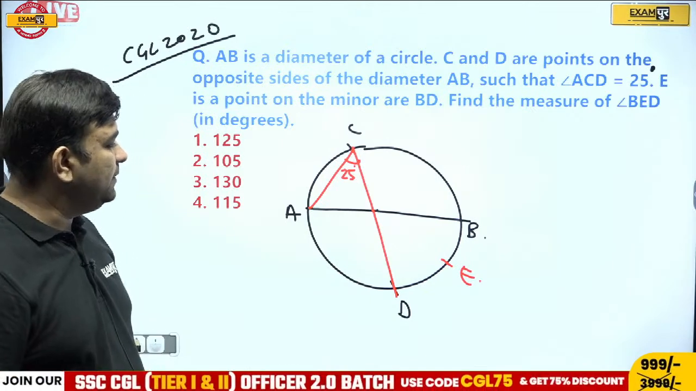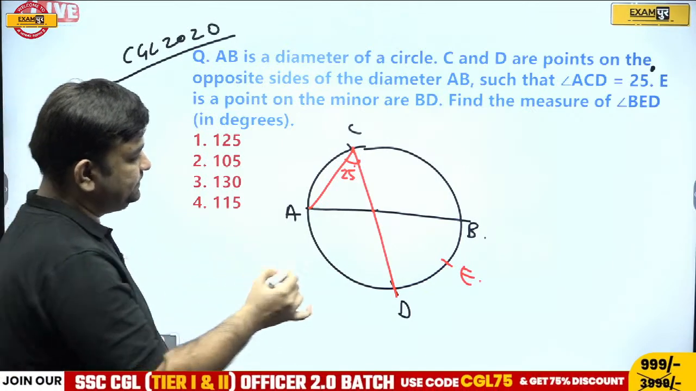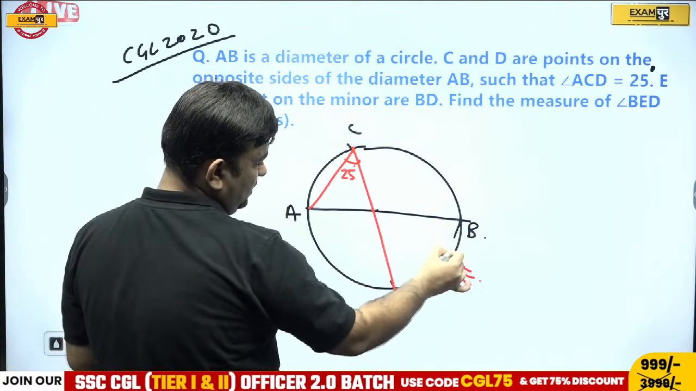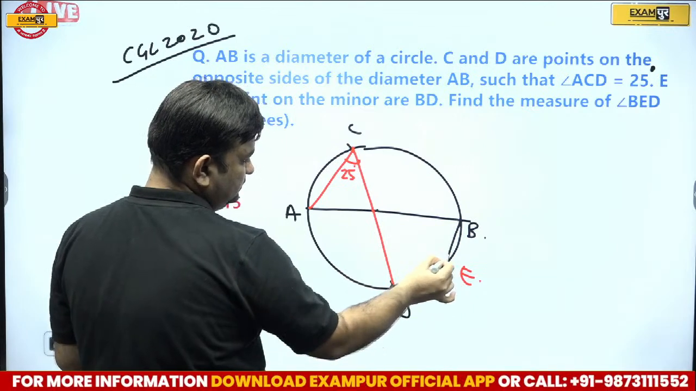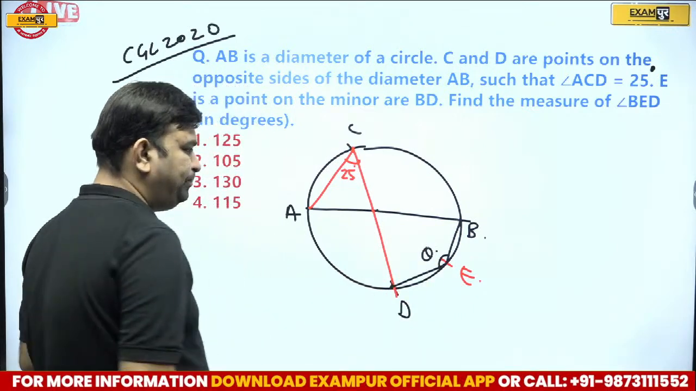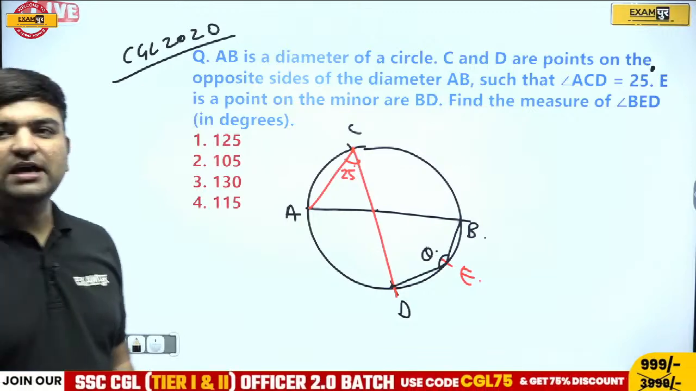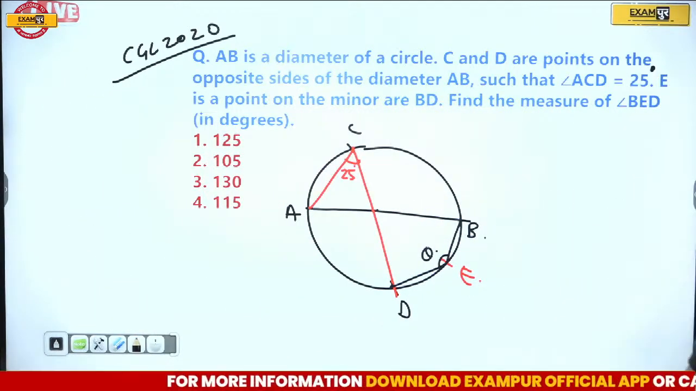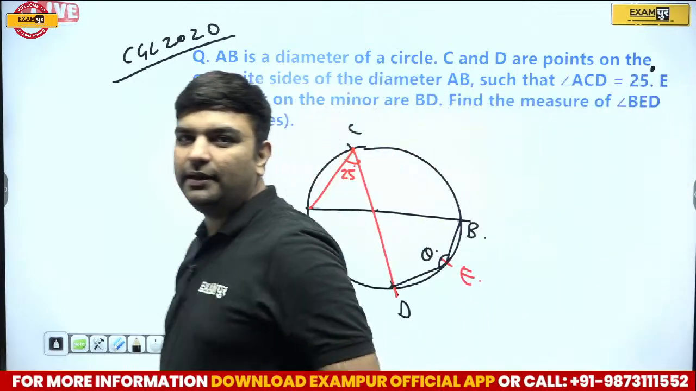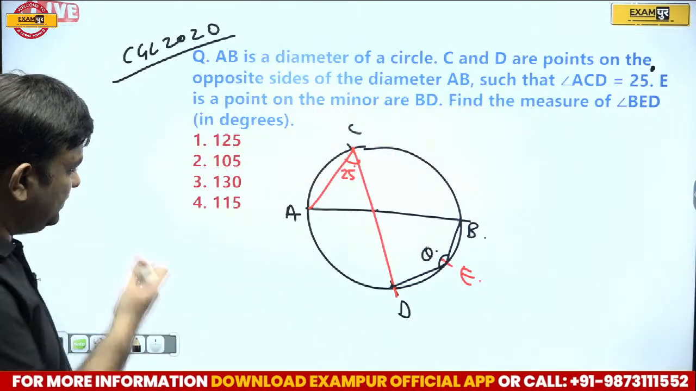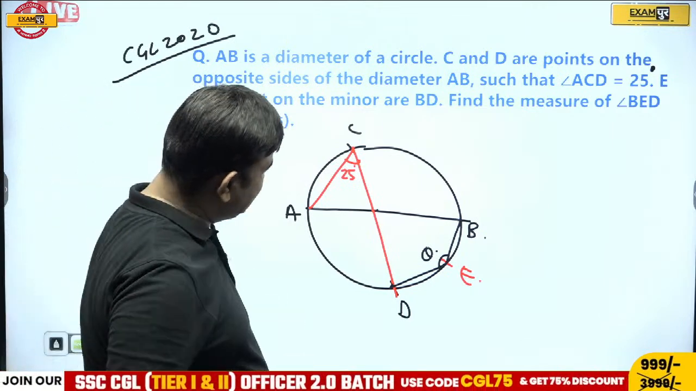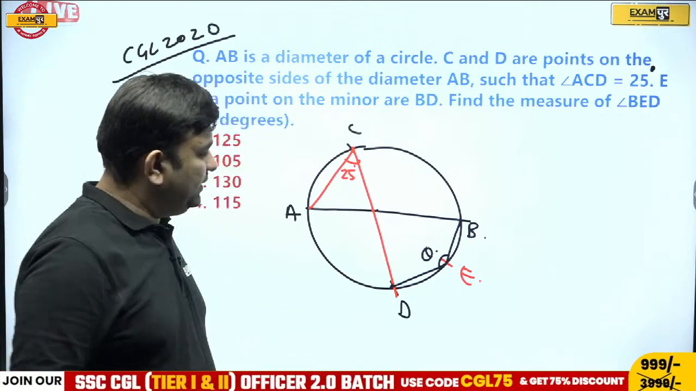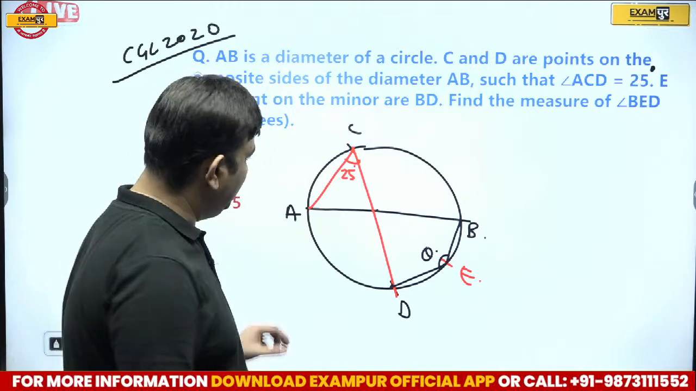What is the measure of angle BED? Guys, how will I crack it? Any intuition? I think I will make it a cyclic quadrilateral.